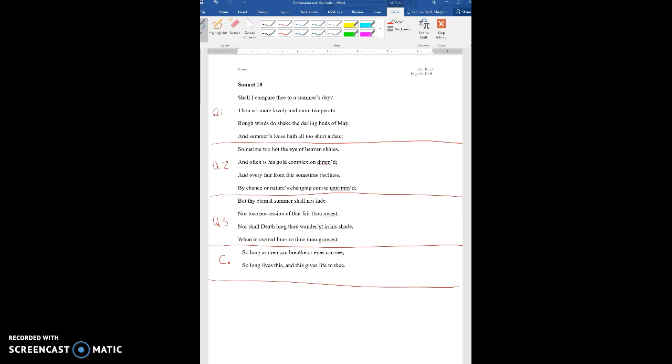So the topic that we have here is that we have a man comparing his lover to a summer's day. So this comparison is important. So if you can just take some notes on the side here. Lover to summer's day.